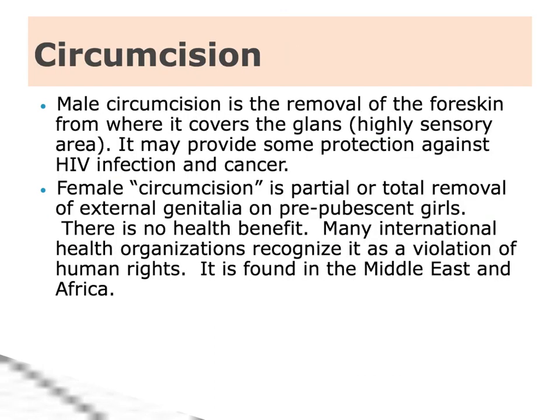I want to just end with saying a few words about circumcision. Male circumcision is the removal of the foreskin, which is a flap of skin surrounding the end of the penis. It typically, or normally, would be covering the glans of the penis, which is the most highly sensory area on the penis. It's the most sensitive area. There is some evidence that circumcision, removing the foreskin, may provide some protection against HIV infection and cancer by basically not trapping anything between the foreskin and the penis itself.